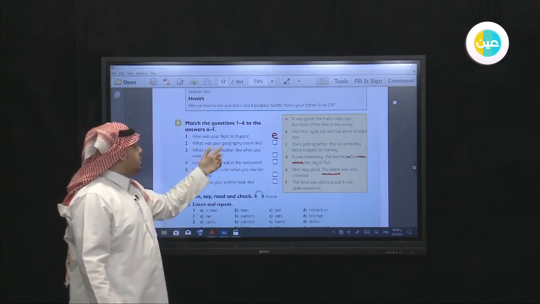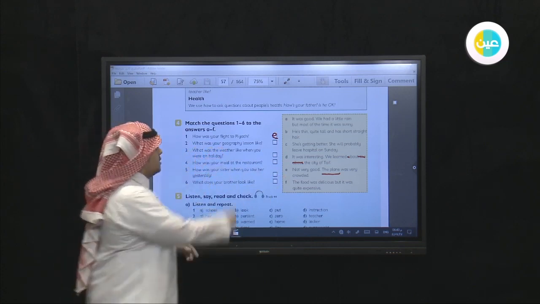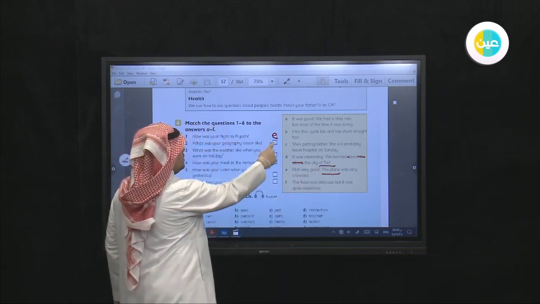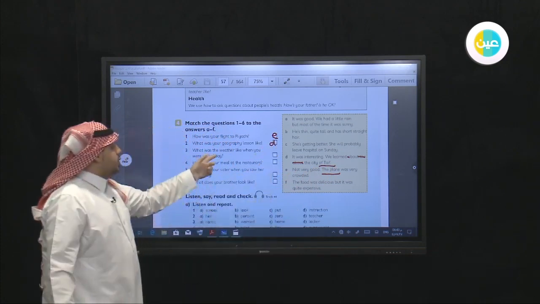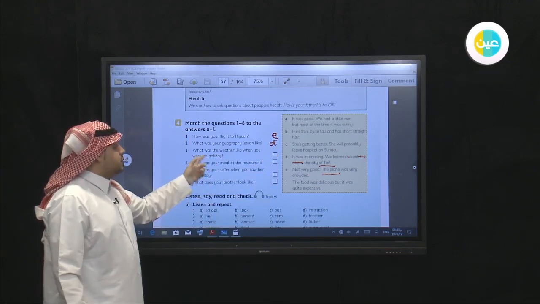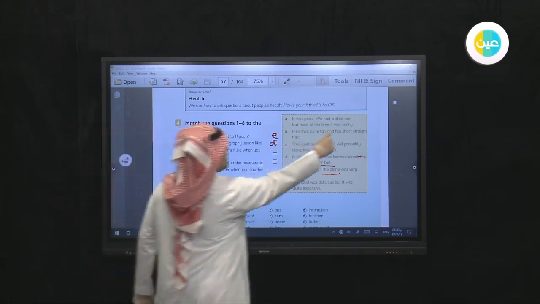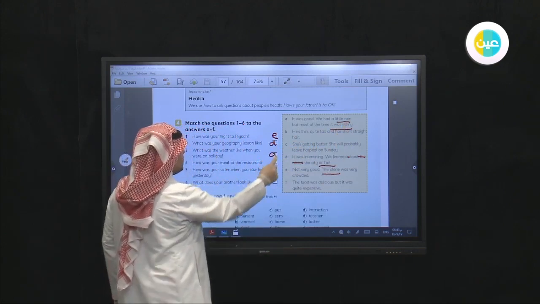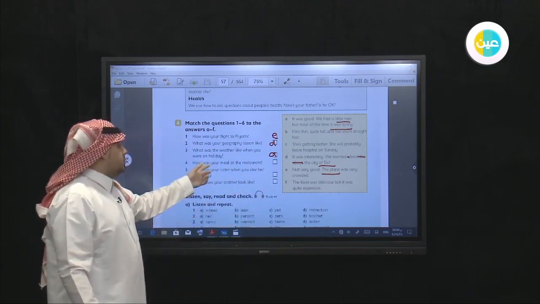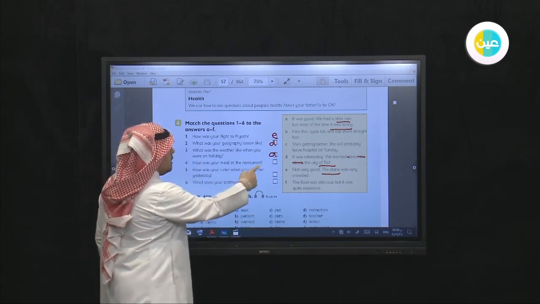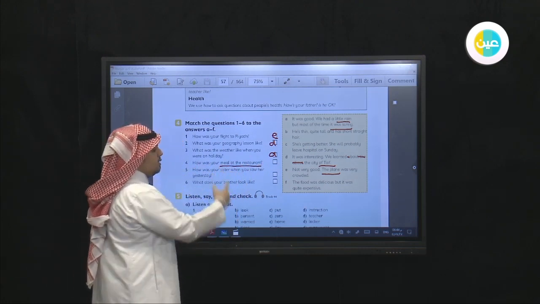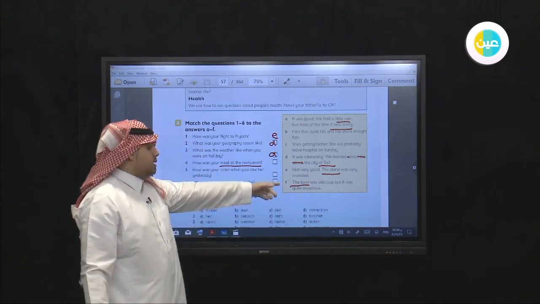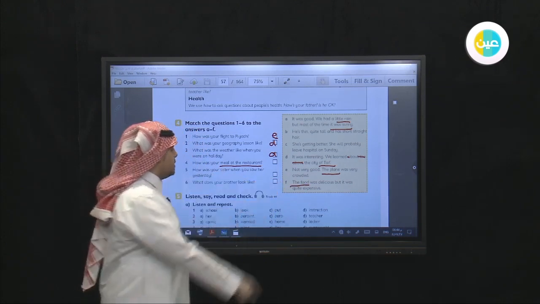Two. What was your geography lesson like? Geography. I'm talking about Taif city, so I'm going to choose D. What was the weather like when you were on holiday? I'm talking now about the weather. It was sunny with a little rain, so I'm going to choose A. How was your meal at the restaurant? I'm talking now about the meal, the food. Absolutely, we're going to take the food one. The food was delicious, but it was quite expensive.